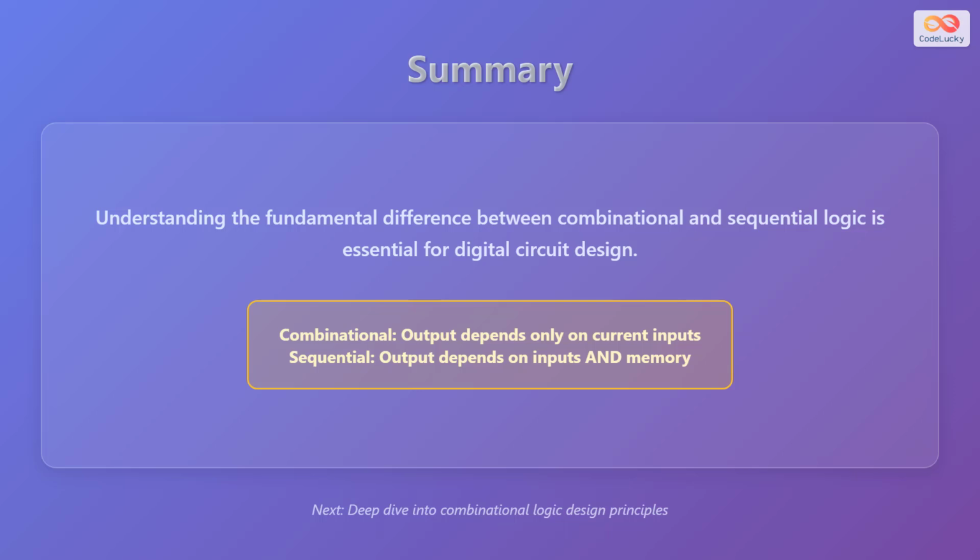In summary, understanding the fundamental difference between combinational and sequential logic is essential for digital circuit design. Combinational circuits produce outputs based only on current inputs, while sequential circuits' outputs depend on both current inputs and memory. Up next, we will take a deep dive into combinational logic design principles.